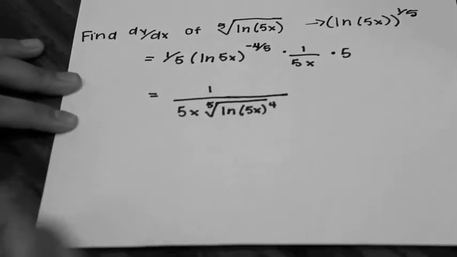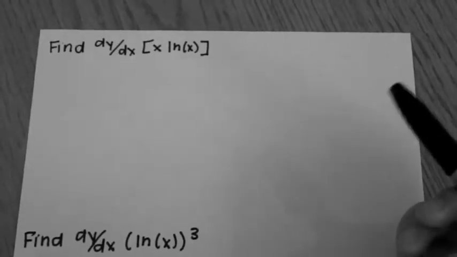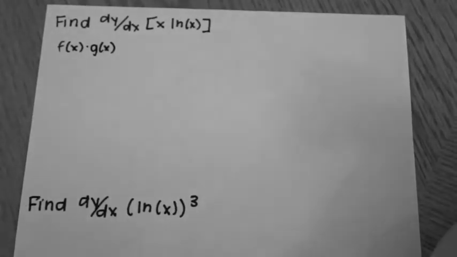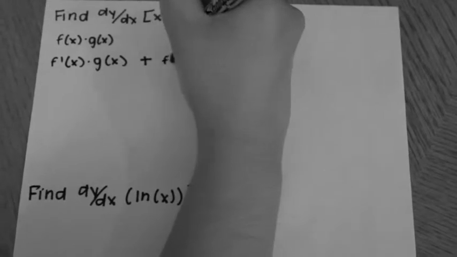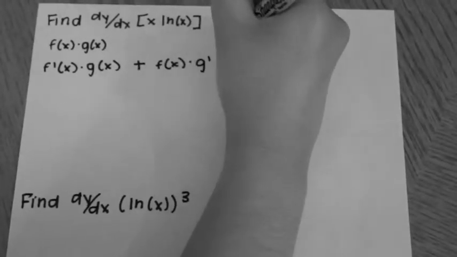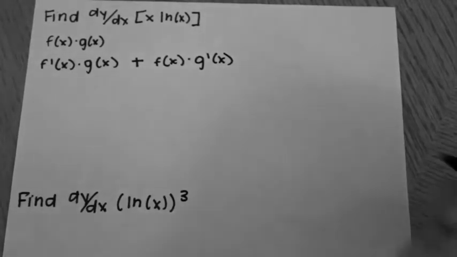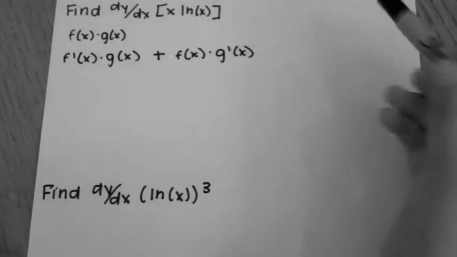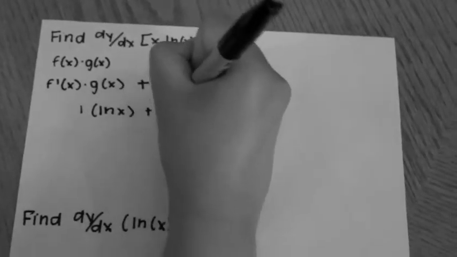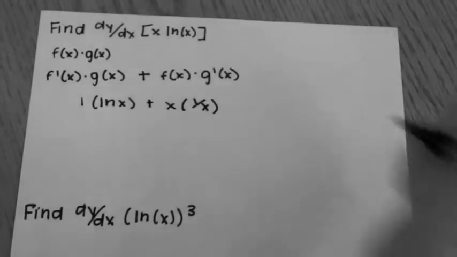And then just simplify. Well, they want you to find the derivative of x times ln of x, which is product rule. So for product rule, it would be f of x times g of x. And this is the generic version. To find product rule, you do f prime of x times g of x plus f of x times g prime of x, which in terms of this problem, x times ln of x, you would get 1 times ln of x plus x times 1 over x.